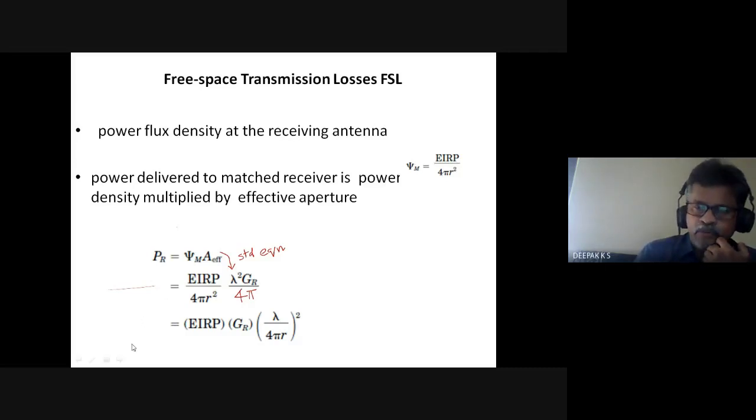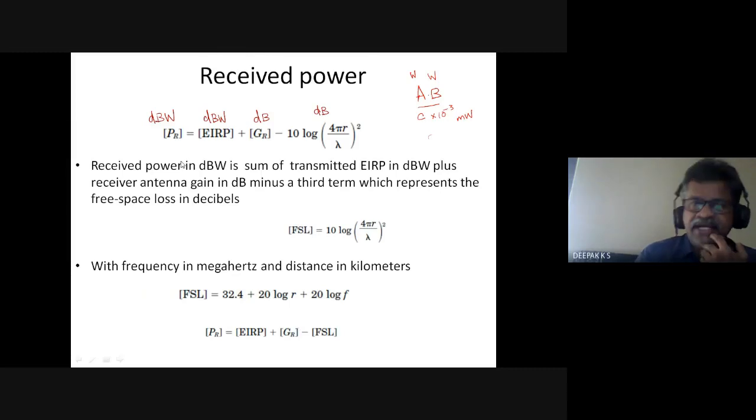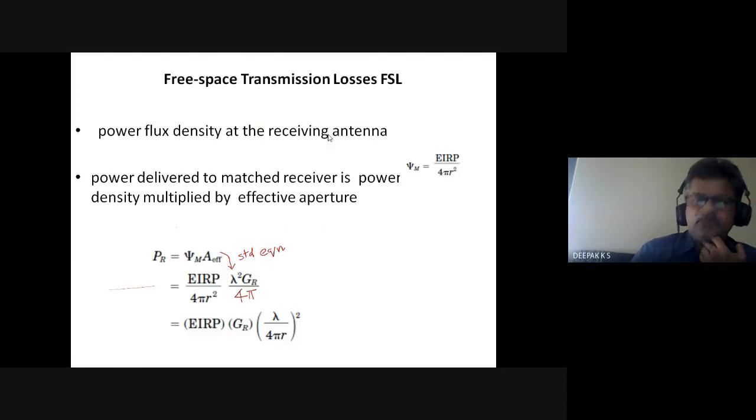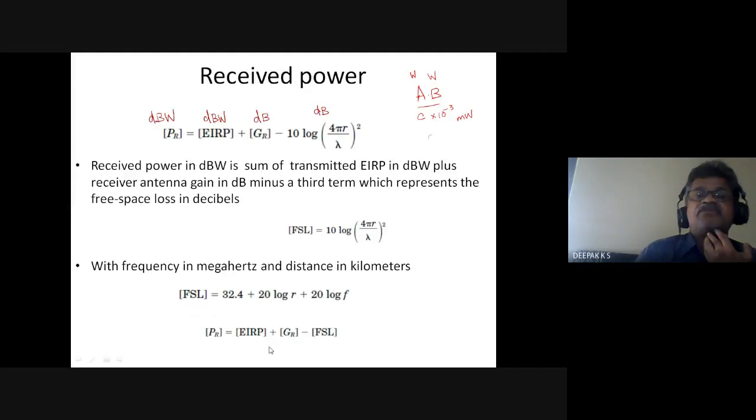So power received is this into this, which means in dB, take this in dB plus this in dB minus this in dB. This is the linear equation, PR equal to EIRP into GR into lambda by 4 pi R whole square.